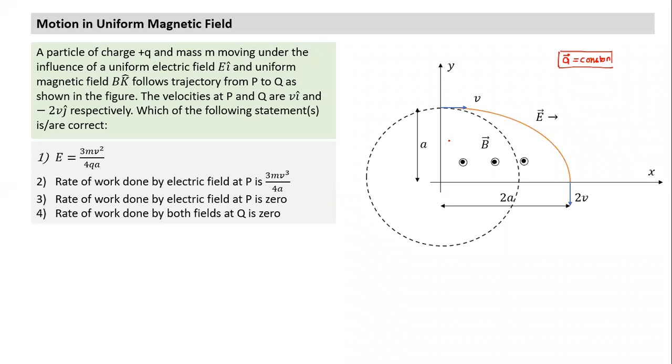When you notice here, this was V, and it has become 2V here. Why has V become 2V? It means the kinetic energy has changed. Why did the kinetic energy change? Because the magnetic force is not doing any work. If kinetic energy has changed, then some force must have done positive work. Which force has done work? The electrostatic force has done work.